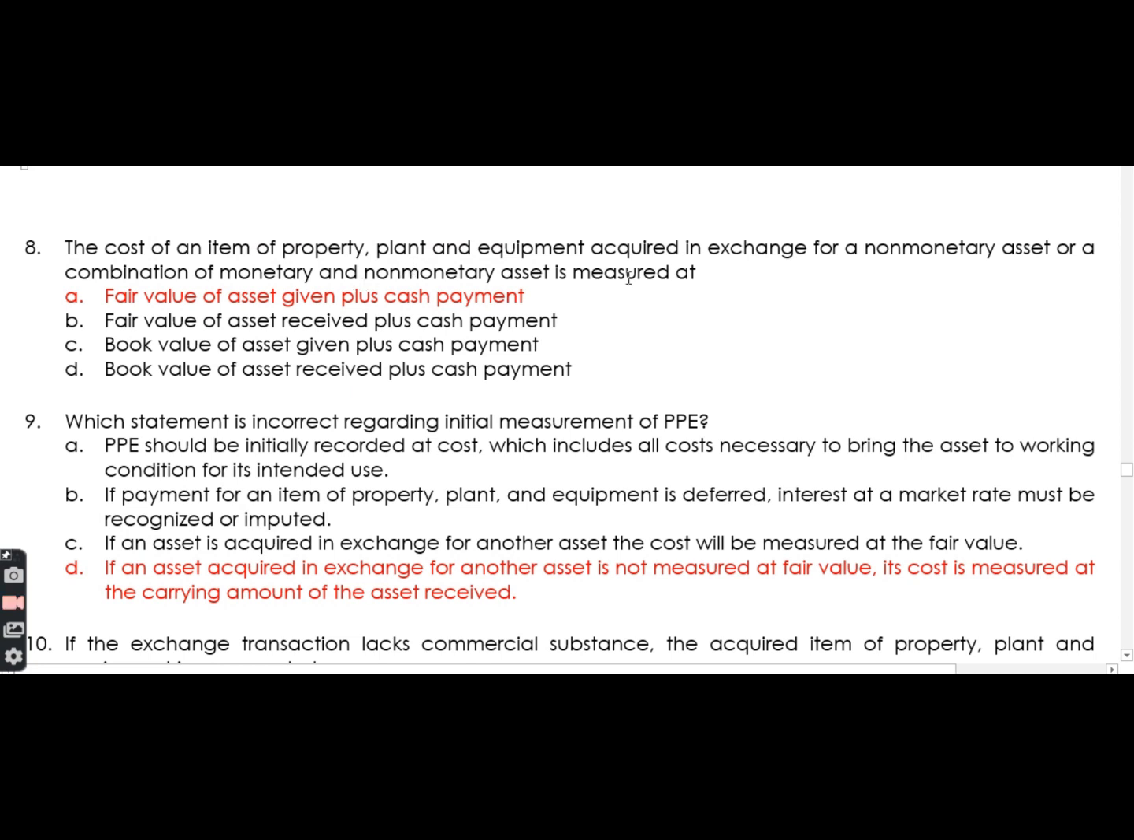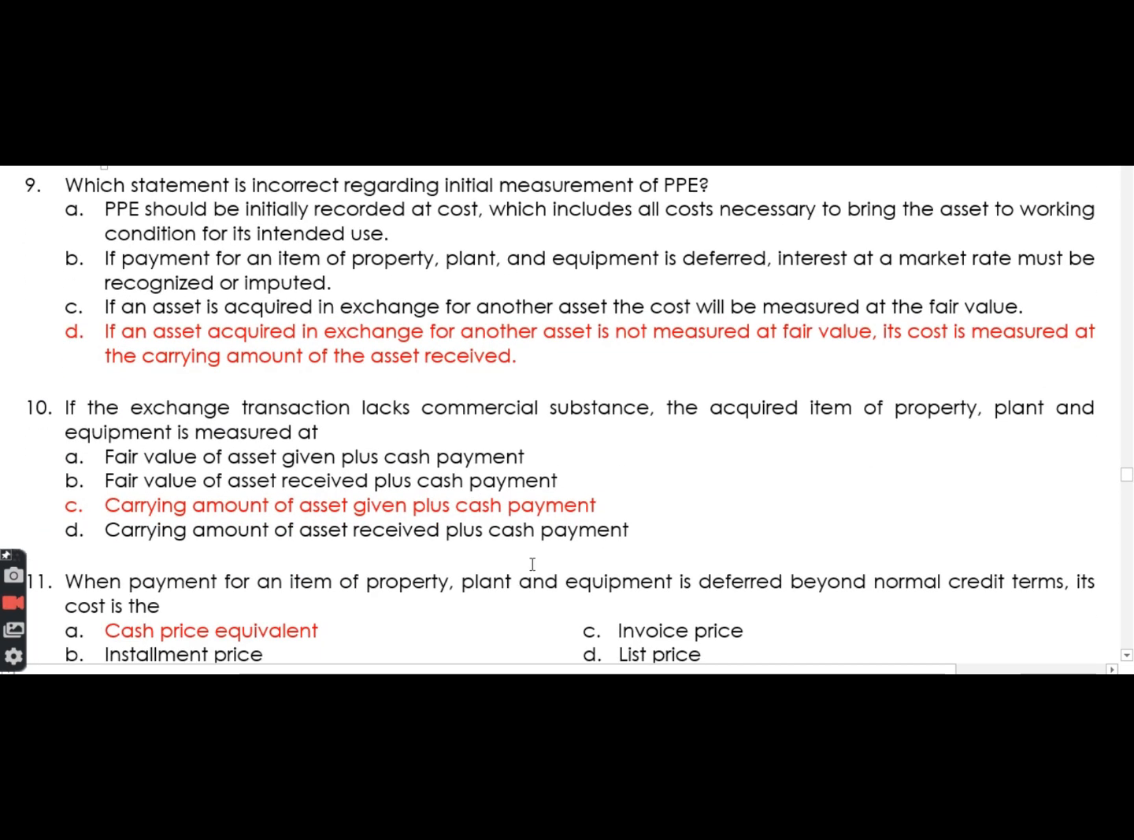The cost of an item of property, plant, and equipment acquired in exchange for a non-monetary asset or a combination of monetary and non-monetary asset is measured at. So, ito yung exchange for other assets, di ba? Generally, ang gagawin natin dyan will be FVG, fair value of asset given up, plus cash payment less cash received. So, ito na yung sagot, letter A. Yun naman yung priority talaga natin. Kapag wala, ang next na hanapin is yung fair value received. Pero kapag fair value received, wala nang cash paid, wala nang cash received. So, dapat yun lang, pero wala din sa choices. So, mali na yun. Tapos kapag wala, book value. So, letter A ang sagot talaga.